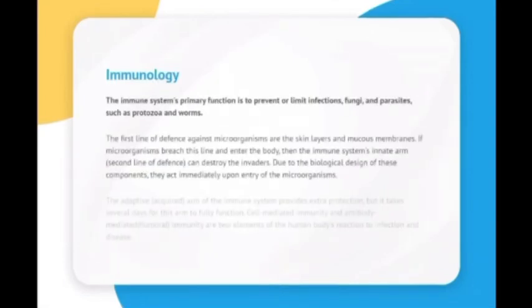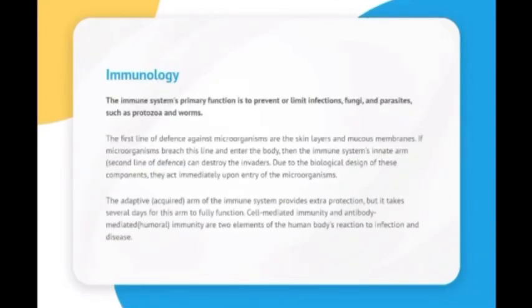Immunology. The immune system's primary function is to prevent or limit infections by bacteria, viruses, fungi, and parasites, such as protozoa and worms. The first line of defense against microorganisms is the skin layers and mucous membranes. If microorganisms breach this line and enter the body, then the immune system's innate arm, the second line of defense, can destroy the invaders. Due to the biological design of these components, they act immediately upon entry of the microorganisms.